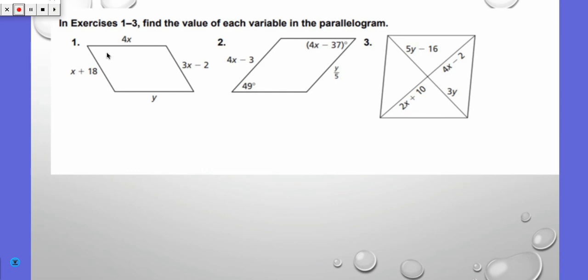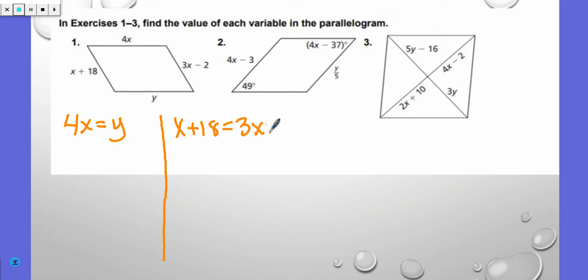So some properties we know about the parallelogram is opposite sides are congruent. So here they gave us sides, and we just need to work with the property for the sides. So in this case, I know that 4x equals y. This isn't helpful because I have two variables, and I'm going to go and set up the next one. That one would be x plus 18 equals 3x minus 2.